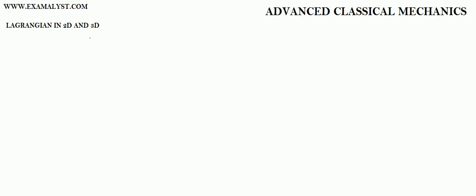So in our last lecture, we learned that there is something called the Lagrangian of a system, which is the subtraction of kinetic energy and the potential energy. We also learned about the equation of motion in 1D. So what was the equation of motion in 1D?